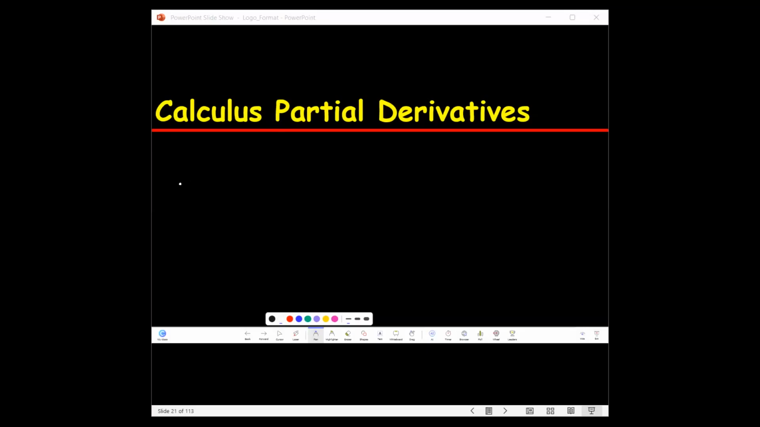Okay, so if you remember partial derivative, probably some of you, maybe not all of you, talked about partial derivatives earlier in past courses. So what is a partial derivative? The quick review.